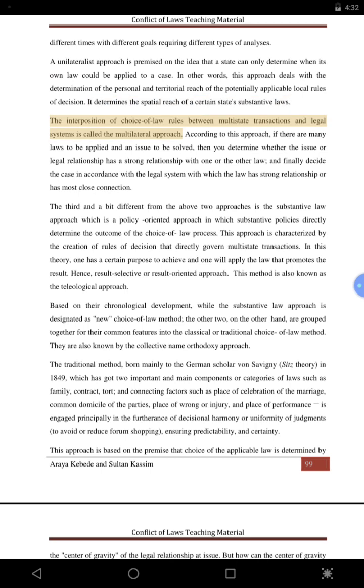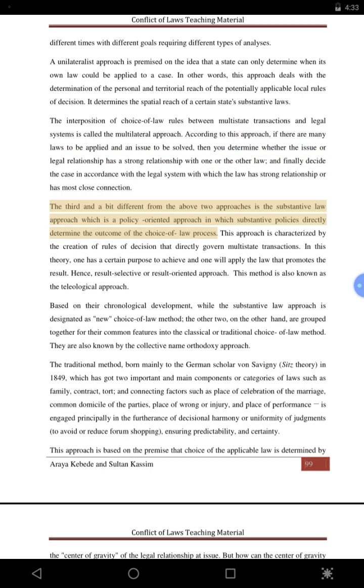The interposition of choice of law rules between multi-state transactions and legal systems is called the multilateral approach. According to this approach, if there are many laws to be applied to an issue to be solved, then you determine whether the issue or legal relationship has a strong relationship with one or the other law, and finally decide the case in accordance with the legal system with which the legal relationship has the strongest or closest connection.